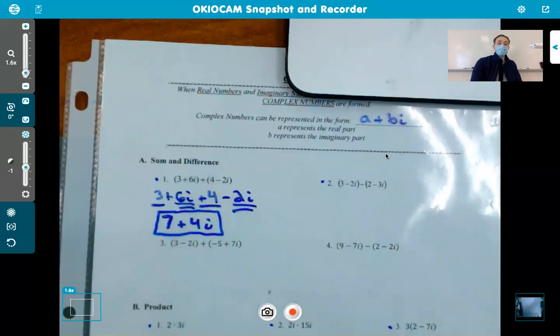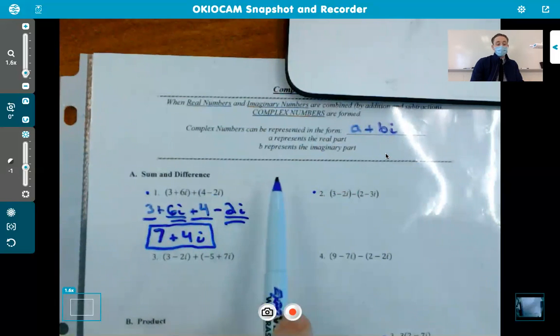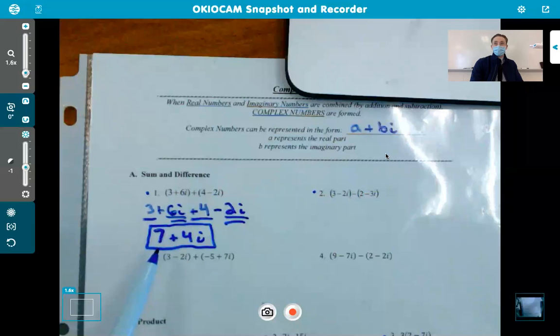Now, one thing that I want you to keep in mind, our complex numbers are in the form a plus bi. That real part is always going to come first. So 4i plus 7, we want to get away from ever writing it like that. We always want to put the real part first. So 7 plus 4i, okay? Any questions about number 1, just adding complex numbers? Pretty easy stuff, just combining like terms.